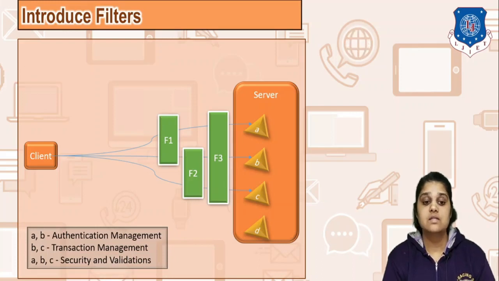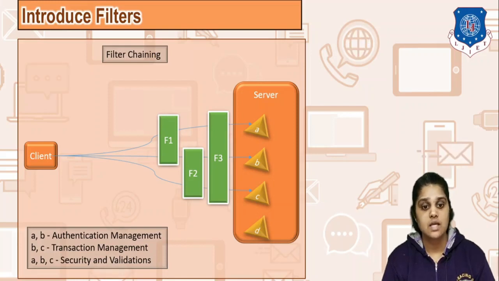Now there is something called filter chaining. What is this chaining? Chaining is when you implement more than one filter, and the client accesses this resource first, this resource second, and then the main resource.